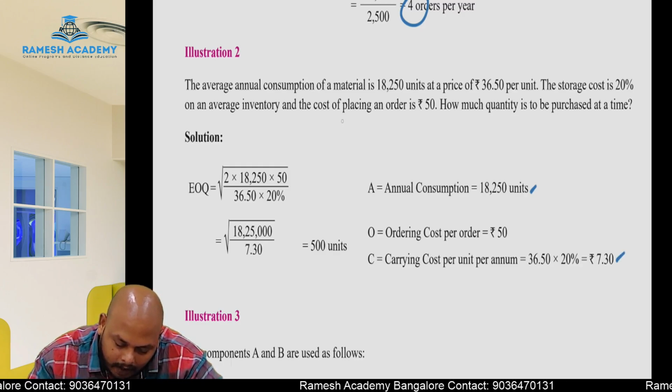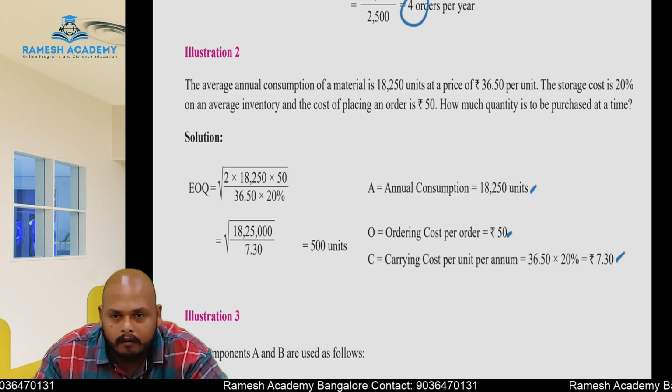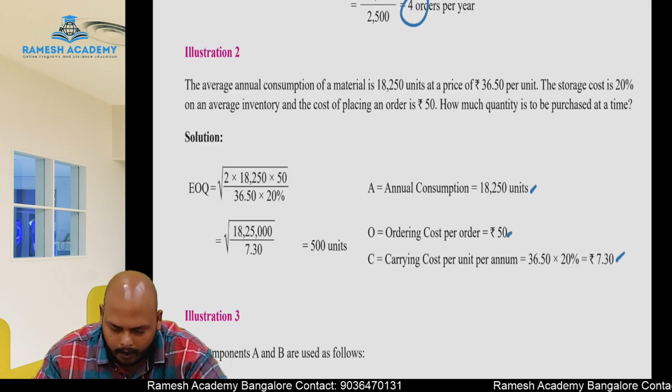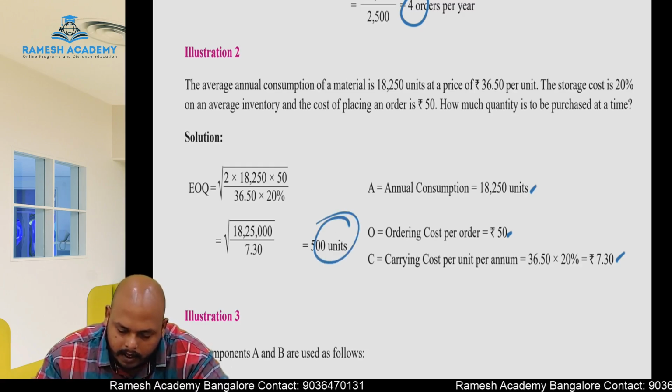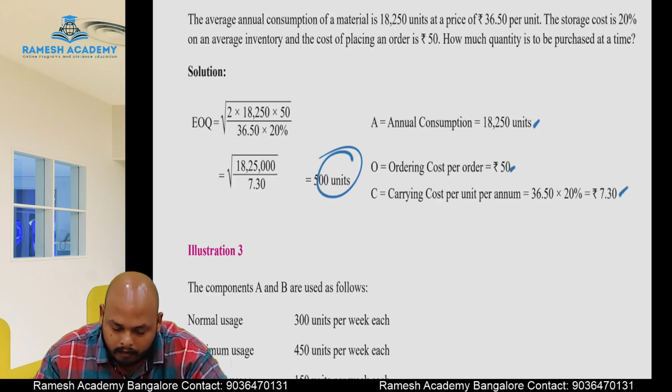Average inventory and the cost of placing an order. Ordering cost per order is how much, Nana? 50 rupees. We have A, we have O, we have C, Nana. Then we just have to apply the formula. If you apply the formula, what is the resultant answer, Nana? 500 units EOQ. Economic order quantity is equal to 500 units.